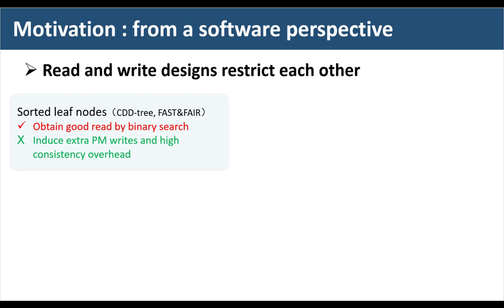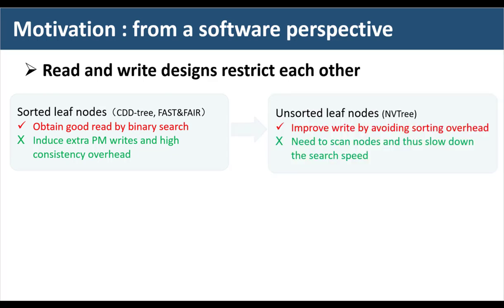First, from a software perspective, the read and write designs of existing persistent B+ trees restrict each other. In traditional B+ trees, all items in a leaf node are sorted so that they can obtain good read performance by binary search. But keeping leaf nodes sorted reduces write performance, since it causes multiple PM writes and high consistency guarantee overhead. To reduce sorting overhead, some research proposes unsorted leaf nodes, but this way needs to scan the nodes to find the key item, and thus slows down the search speed.